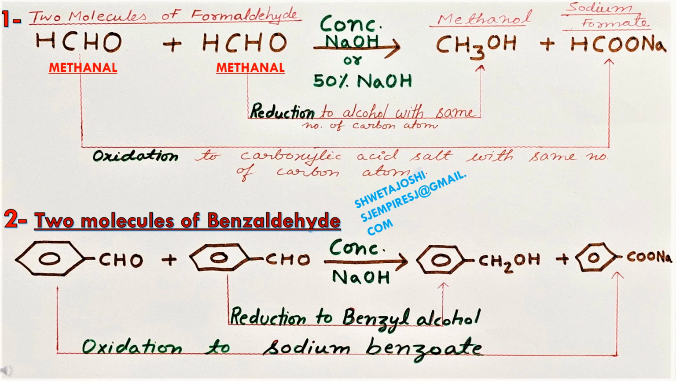So in the first case, we have taken two molecules of formaldehyde, that is HCHO. We have reacted two molecules of HCHO with concentrated NaOH or 50% NaOH solution. One molecule of HCHO is oxidized into a carboxylic acid salt with the same number of carbon atoms, that is HCOONa, which is sodium formate. The second molecule of HCHO is reduced into an alcohol having the same number of carbon atoms, that is CH3OH, methanol. In our second example, we have taken two molecules of benzaldehyde.